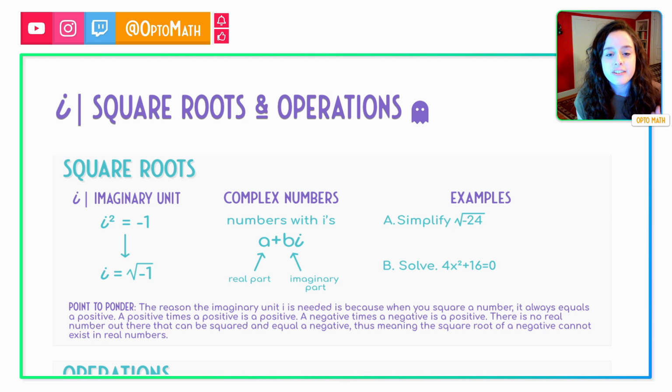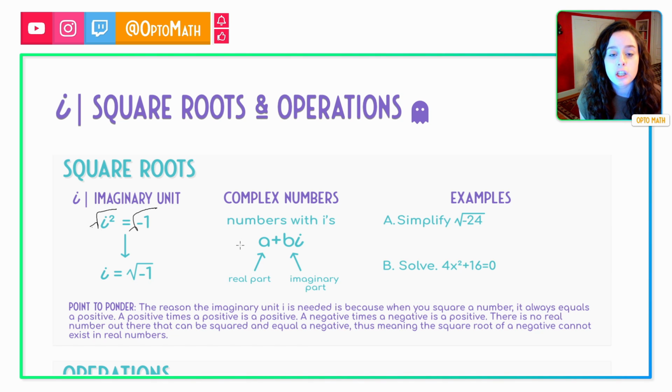I is defined as I squared equaling -1. So that's the definition. And based off of this definition, including this I, which is our imaginary unit, if we take the square root of both sides, we get I is equal to the square root of -1. And I know that when we take the square root, we usually have plus or minus. But for these purposes, we just have the square root of -1.